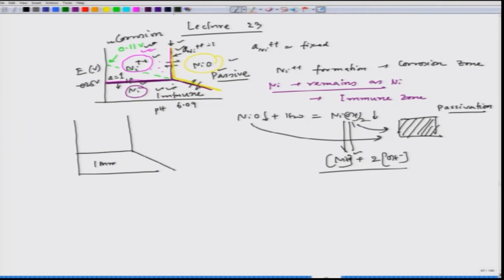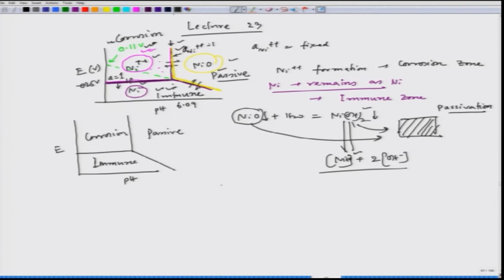Immune, corrosion and passive. In fact, we can have such diagrams for many other metals. And coming to this particular phase, since we have done the calculation on the basis of chemical potential of NiO, we can also have the same plot if we consider NiOH.